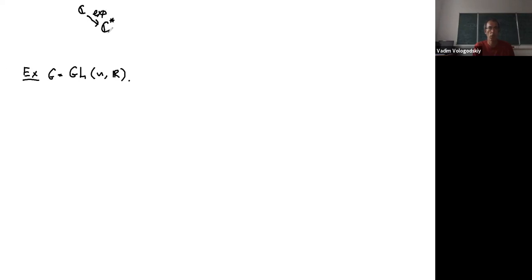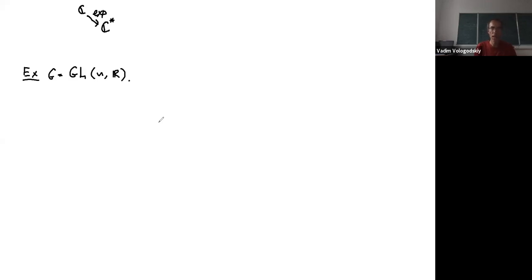is now surjective, but it's not injective. So it realizes C star as a quotient of C by a discrete subgroup, by Z. So up to taking a quotient by a discrete subgroup, the Lie algebra recovers your group. Okay, that's a little bit of an imprecise statement, but I'm not going into details.